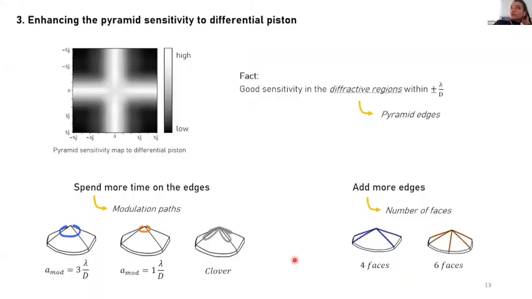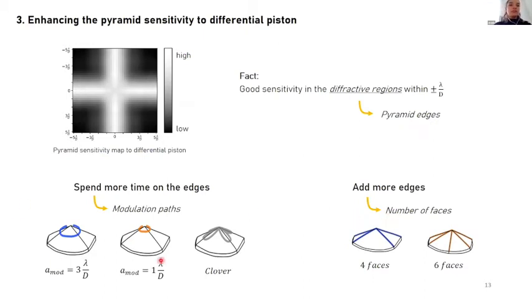So what I wanted to do is to enhance the pyramid sensitivity to differential piston. I had a look at the pyramid sensitivity map to differential pistons. We know that the petal sensing is occurring at the edges and at the tip of the pyramid, which I call the diffractive region, within the range of plus or minus lambda over D of the pyramid phase mask. To enhance the pyramid sensitivity, one way would be to spend more time on the edges using different modulation paths, or simply to add more edges to this pyramid.